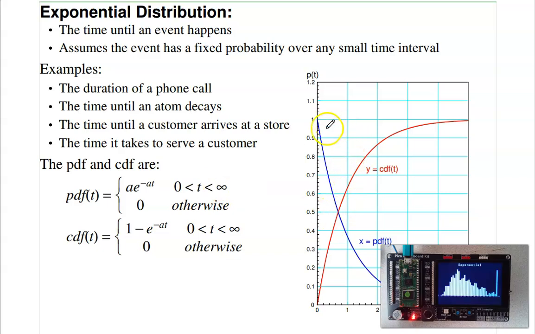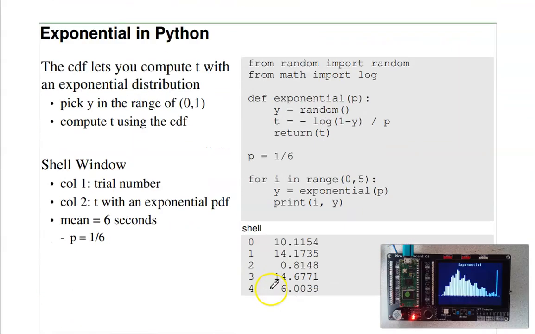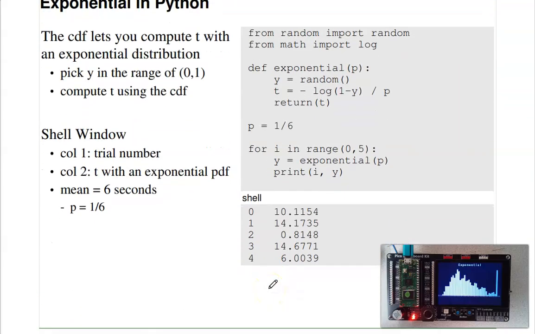So the PDF is exponential. The CDF is the integral of it, the area to the left. The CDF is actually more useful. So to generate a random variable, what I do is pick a number between 0 and 1, come over to the CDF, and that's your variable. In Python, what I do is I use the CDF, and I guess the number between 0 and 1. The time is minus the log of 1 minus y over p.